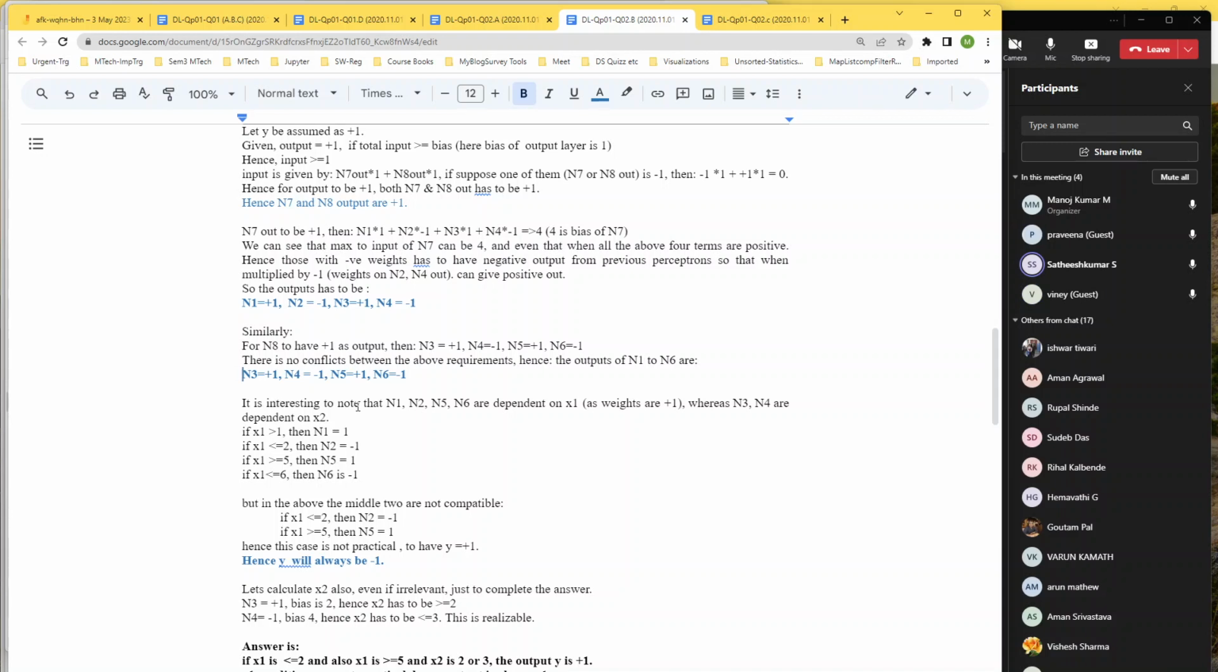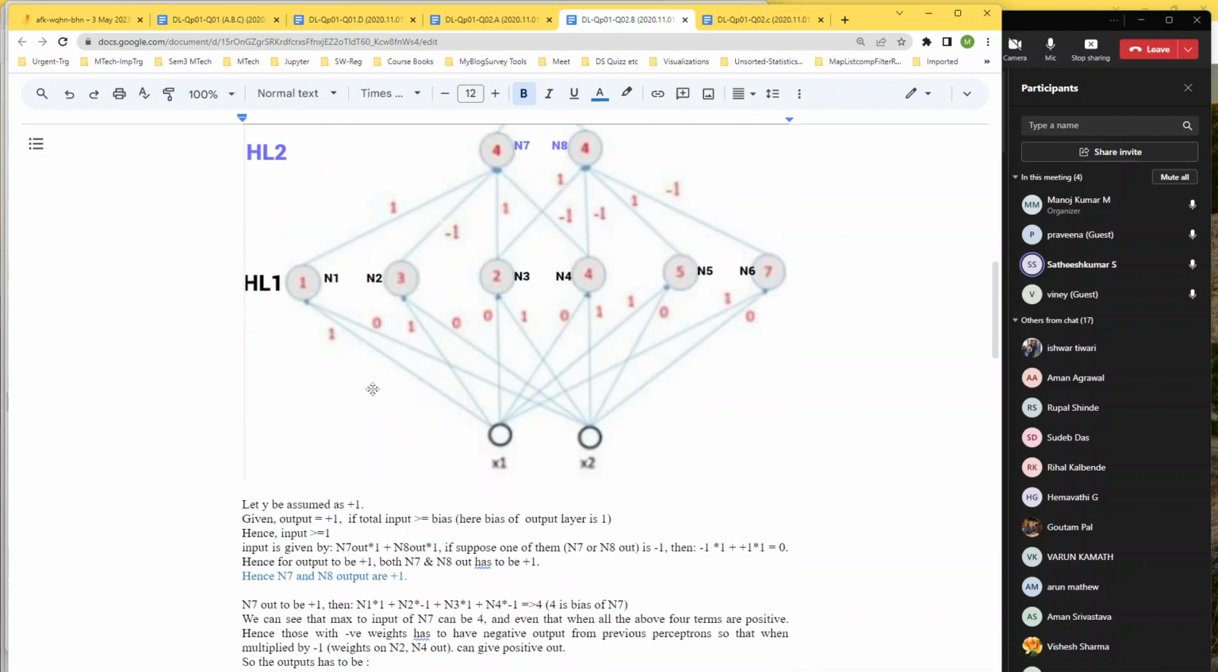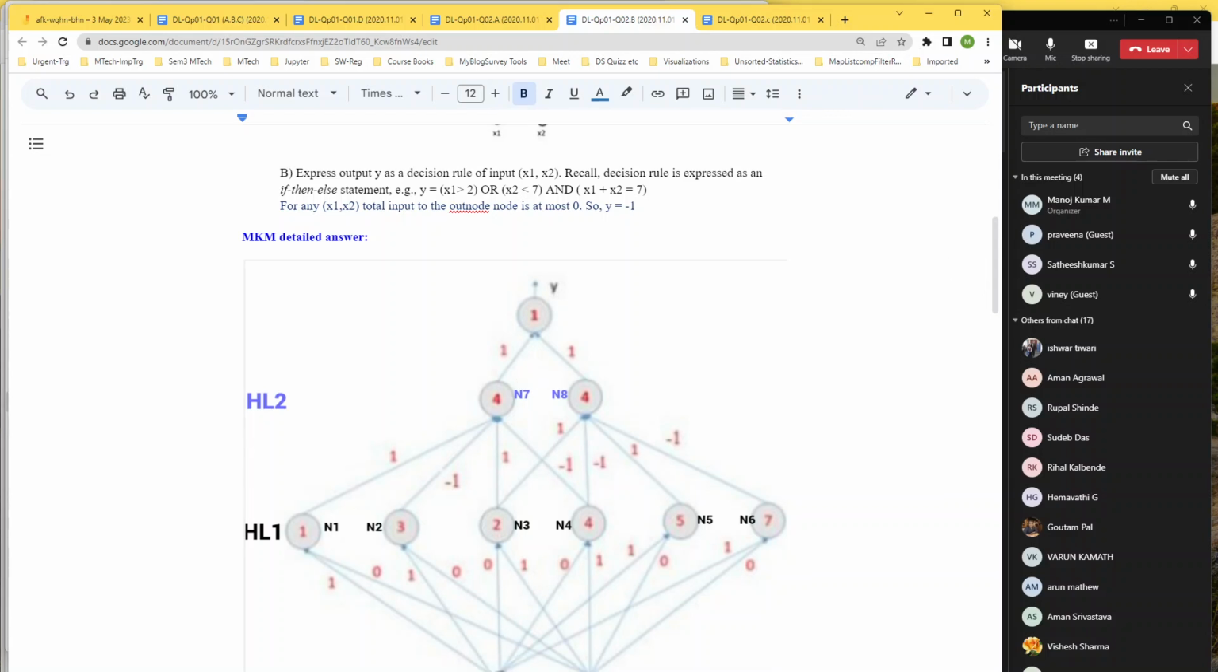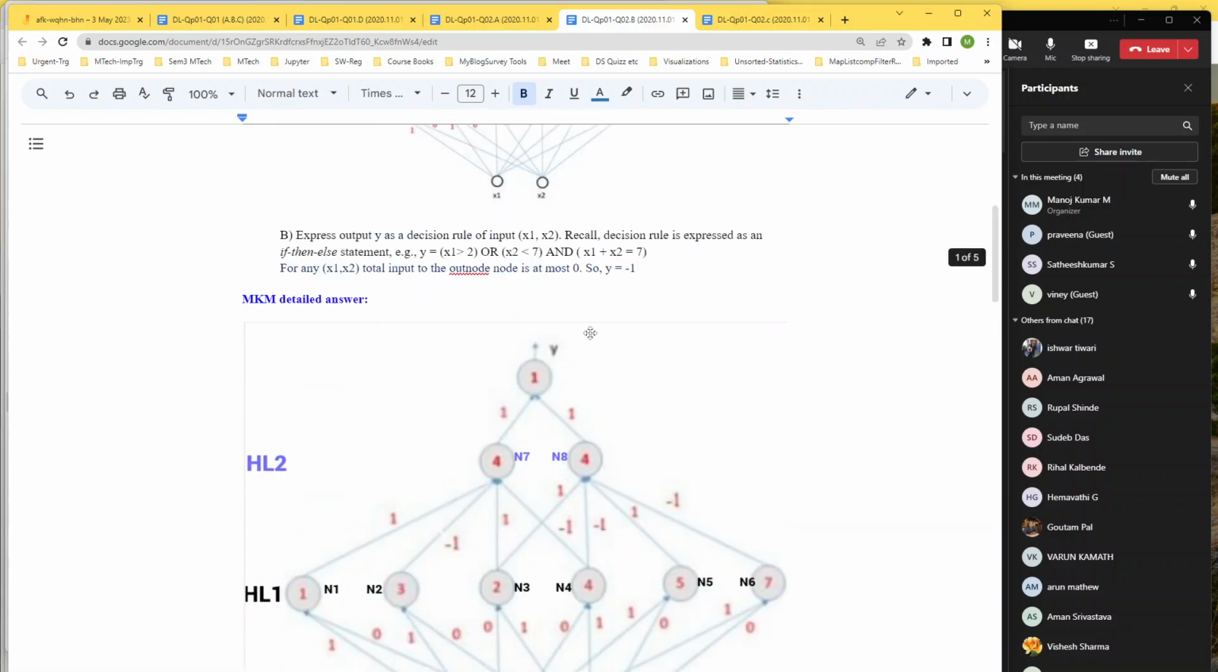So basically, I have one question, Manoj. When we do backward propagation, we will be adjusting the weights, right? Actually, here we are not doing backward propagation. We are just trying to find what the values of x1 and x2 should be to get the output y as plus 1.